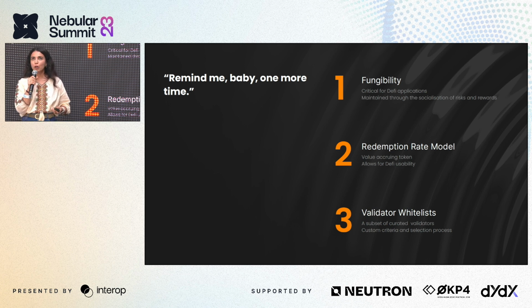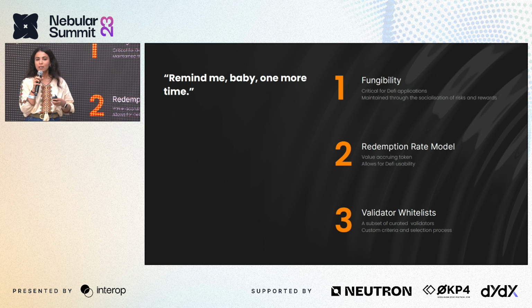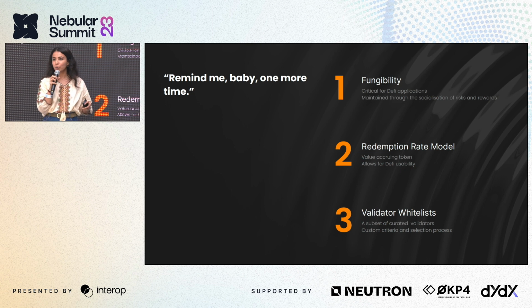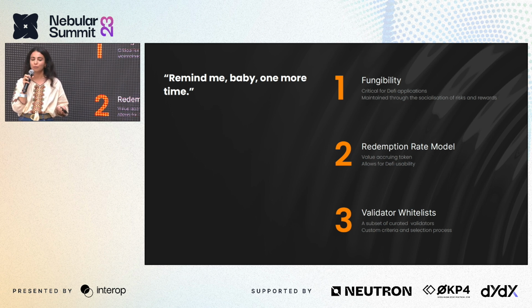And these three characteristics were the predominant characteristics of most liquid staking models for a reason, because they solved for some of the biggest pain points of liquid staking. So they solved for the DeFi usability. They also solved for the issue of distributing rewards. And they also kind of solved for slashing, or for risk mitigation, generally speaking.